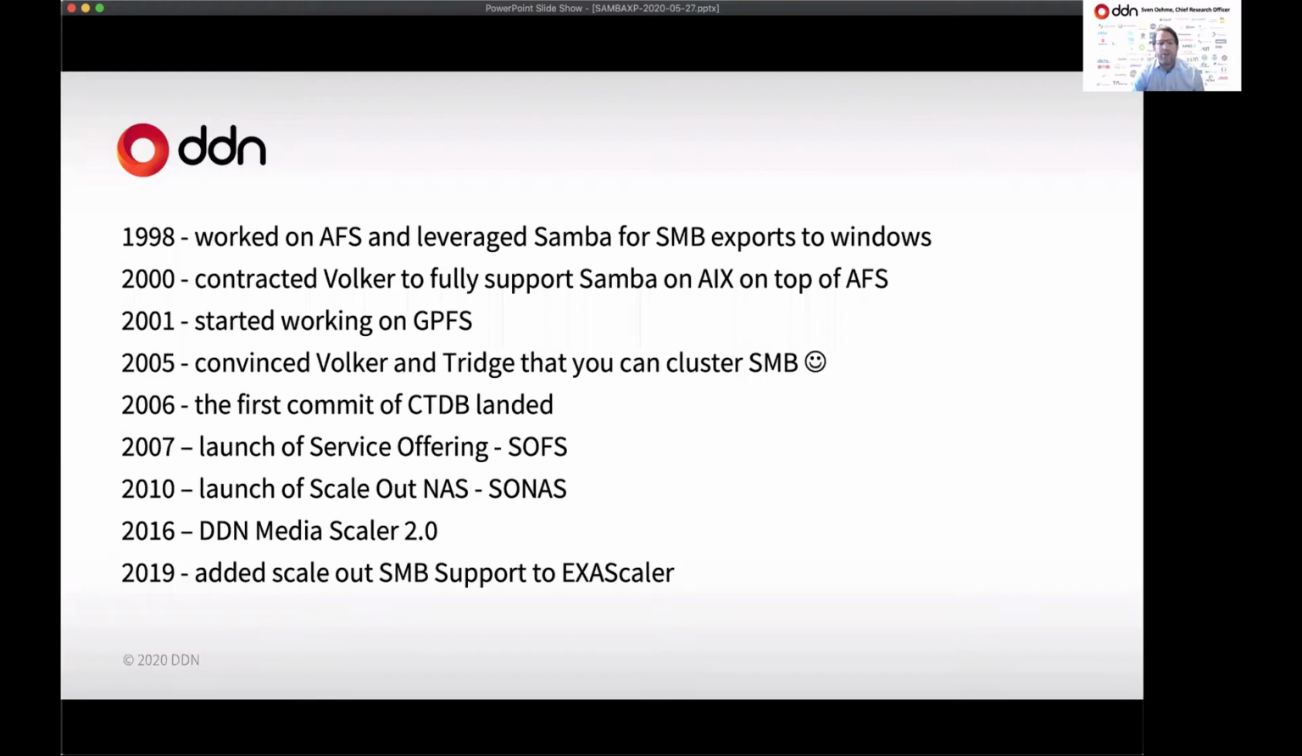Some of the technology ended up in a service offering that I was working on in IBM called SOFS, which later ended up in a product called Scale Out NAS, SONAS. Then DDN, the company that I'm working for now, in 2016 started a product based on Samba called Media Scaler 2.0. That was a product primarily designed to handle media and entertainment workloads on top of a clustered file system. Since I joined the company, I refocused some work again around Samba.